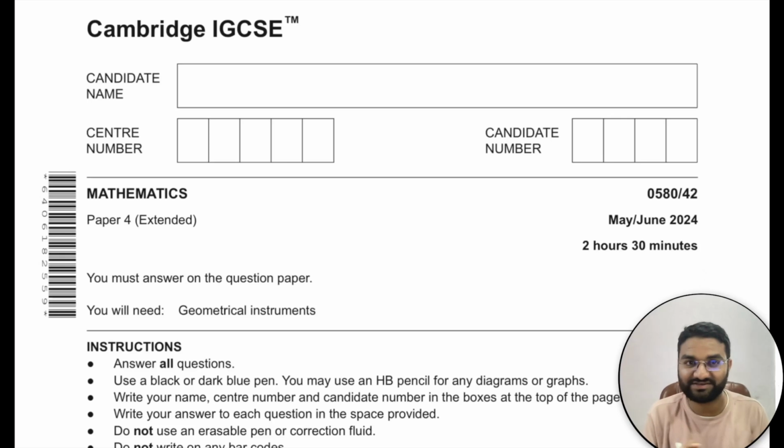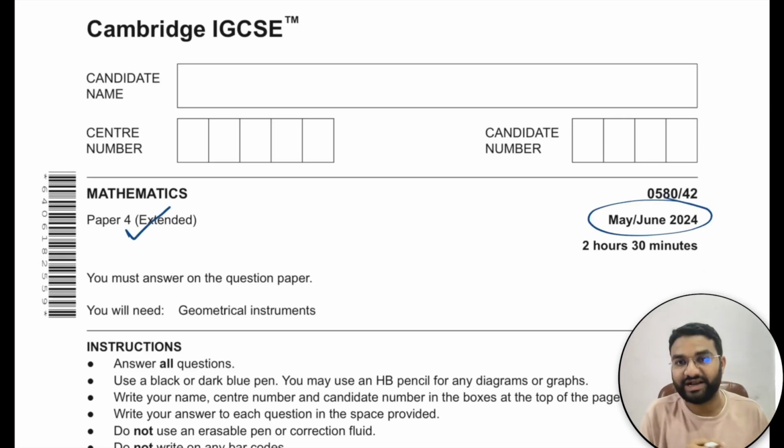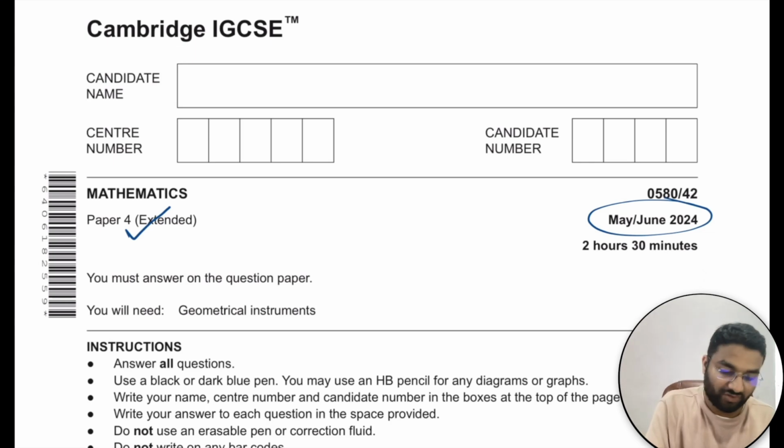So today we have to discuss one of the questions from the paper for May June 2024. It's a question from algebra. Students often find algebra topics difficult, so I made it easy for you. You can understand and solve the question easily. So let's straight away move on to the question.